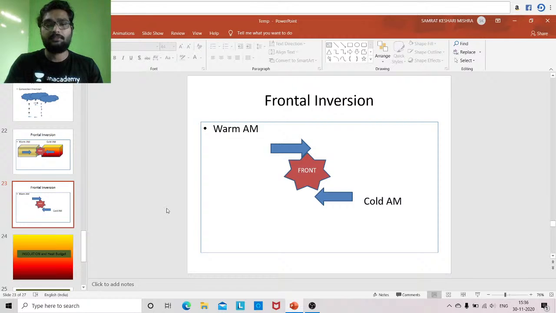This is the frontal inversion. Warm air mass is there above the cold air mass, front is created.